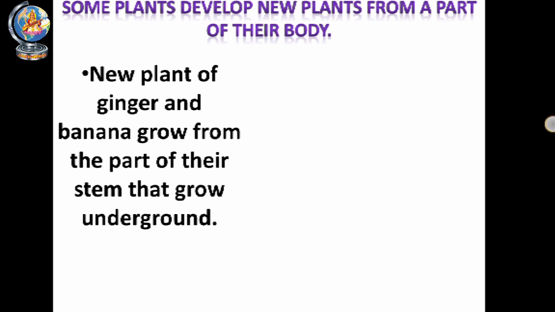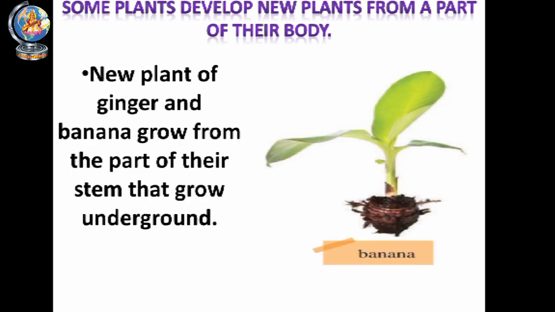New plants of ginger and banana grow from their stems that grow under the ground. Here we have a picture of a banana plant, and on the downside there is the stem of the banana plant. Ginger, actually, is a stem, and a new ginger plant can grow from its stem. Same for banana, a new banana plant can also grow from its stem only, right? How amazing that different parts of a plant can grow into a new plant.